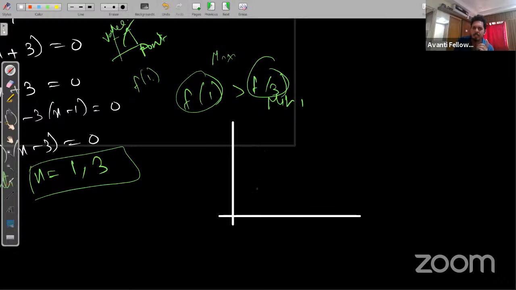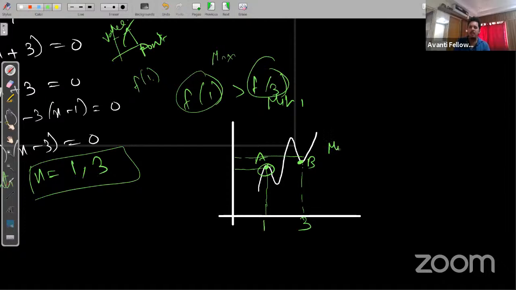Never get mistaken that maxima is always greater than minima. Guys, come on, tell me. Let this be point 1, this is point A, and this is point B, which is at x equal to 3. Here, this is f of 1, and this is f of 3. Understanding or not? See here, the minima at point B is greater than the maxima at point A. Could this happen or not?